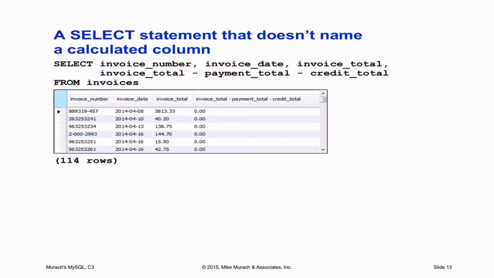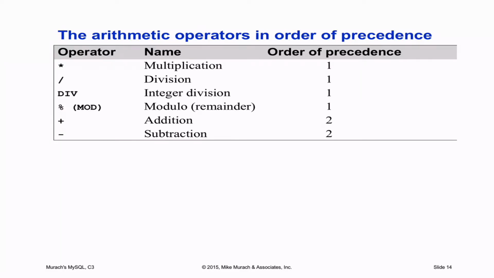Here's a select statement with a calculated column. It just doesn't name it, so you can see how that looks. It actually puts in the actual formula here. That's pretty ugly, so it would probably be better to go ahead and maybe add in an AS total or something like that. So, arithmetic operators you can use in your query statements.